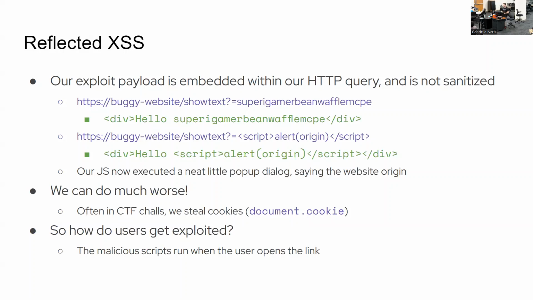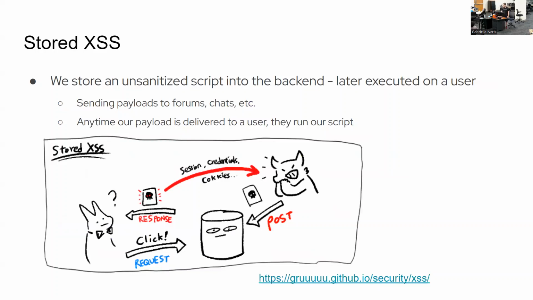You could also use it to steal cookies. You could change sensitive information. You could do a lot of things. And the way users get exploited is by opening that link in their browser. Stored cross-site scripting is when unsanitized script is stored in the backend and then later executed when a user views some part of the web application. So in a vulnerable chat application, somebody could send you a message with a script tag in it. And then when you viewed that message, it would run the JavaScript in your browser in the context of that vulnerable application.